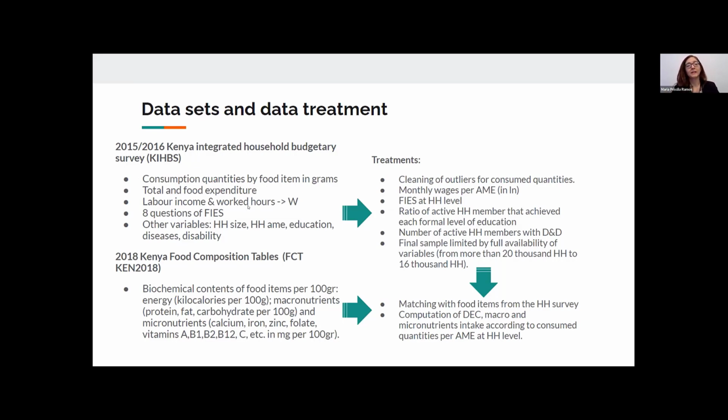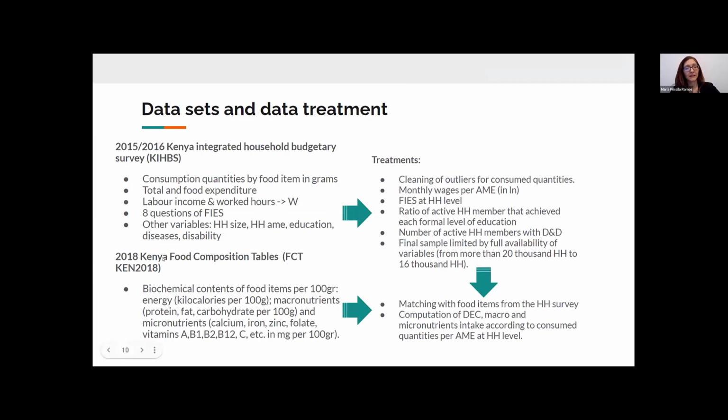Here we will get all labor income at the household level and express it per adult male equivalent in the household, because we know children should not work. We also get from this survey the indicator of food insecurity, in order to build the indicators, and other variables of the household: size, education of active members in the 3 levels of formal education, diseases of the active members, and disabilities.